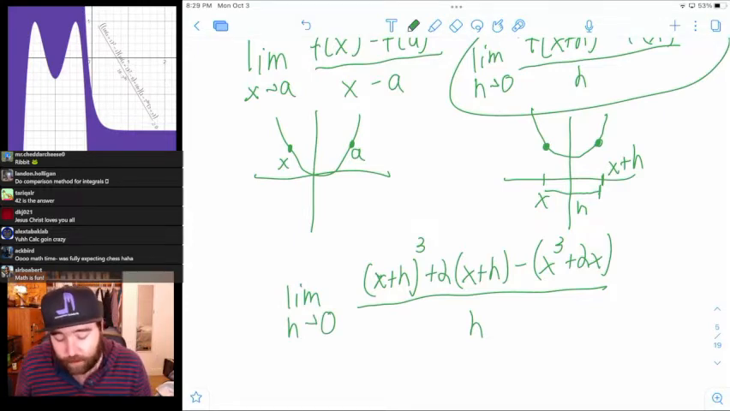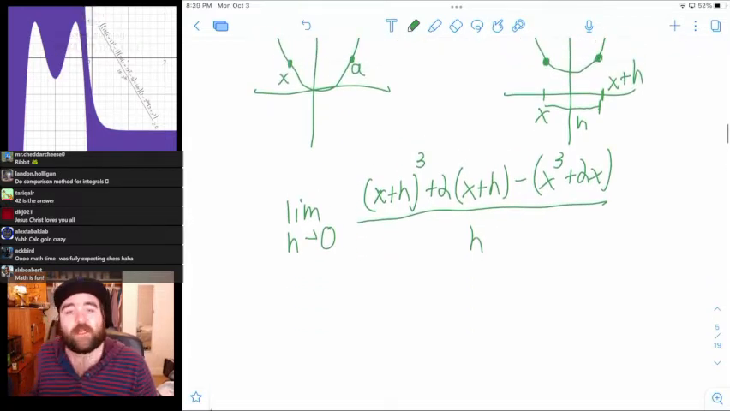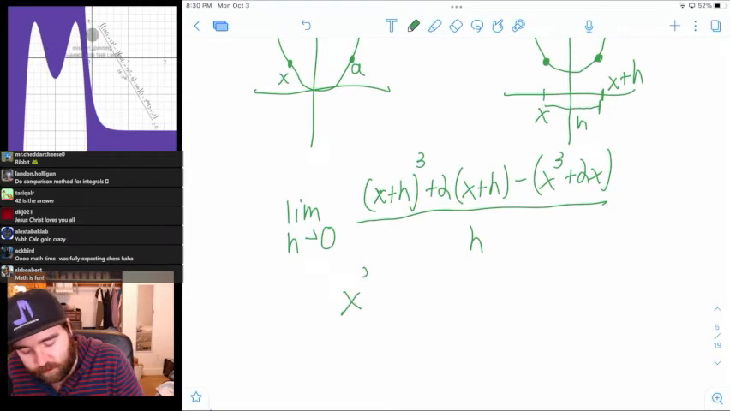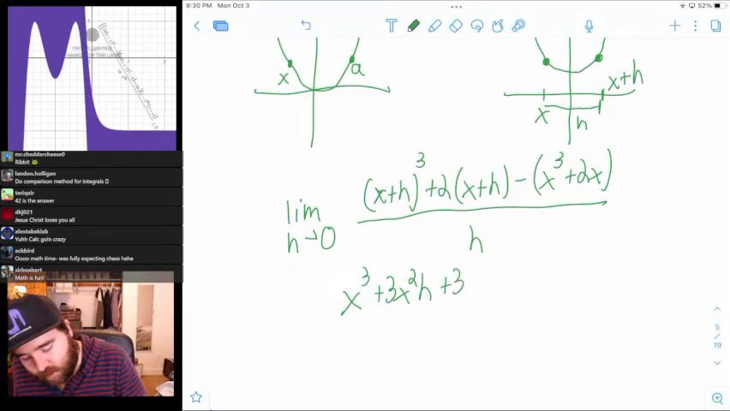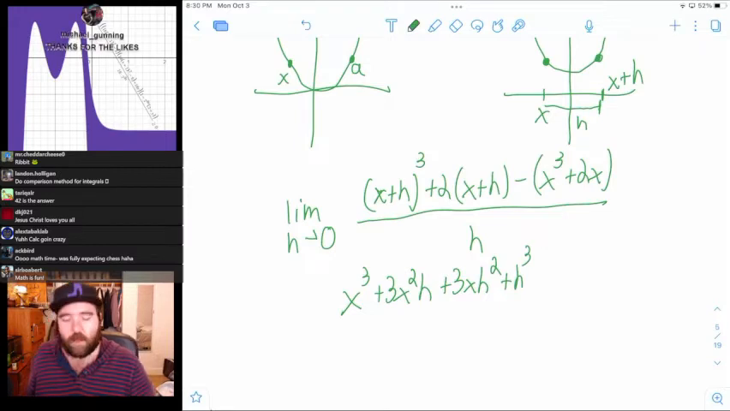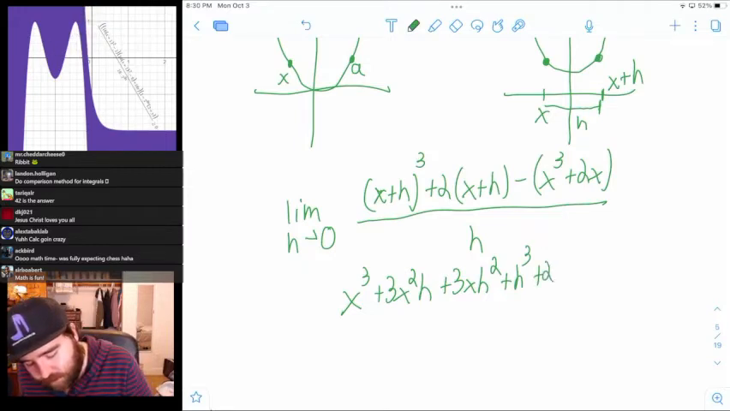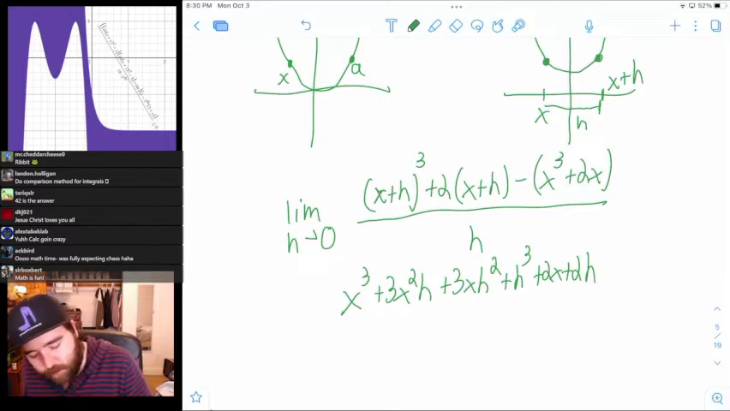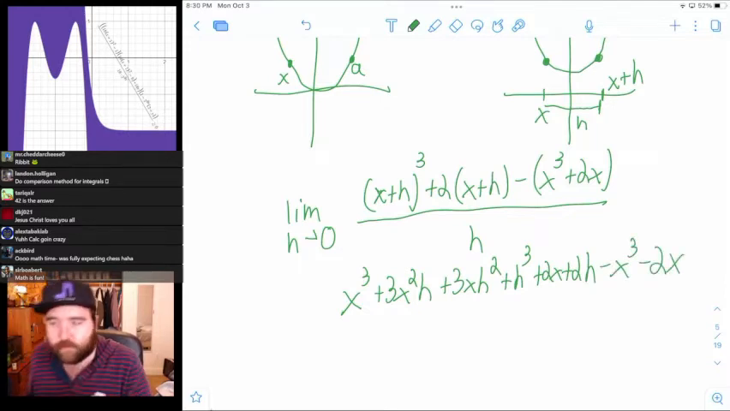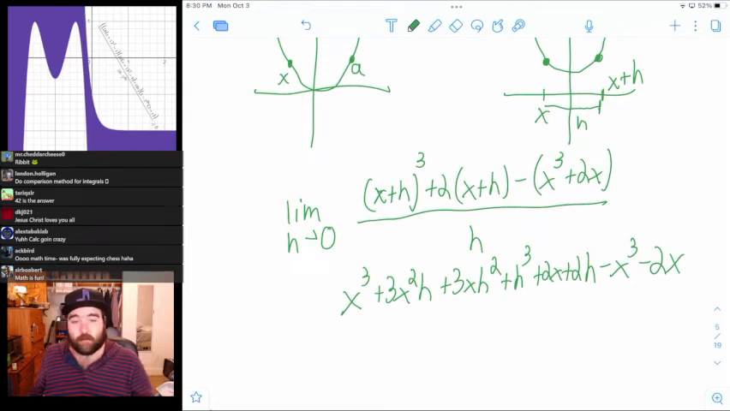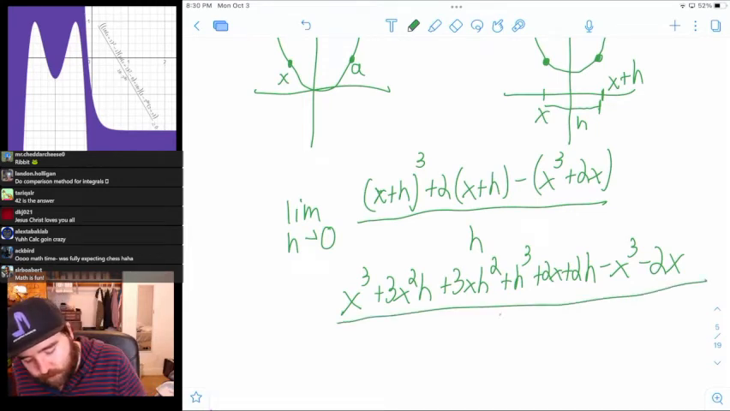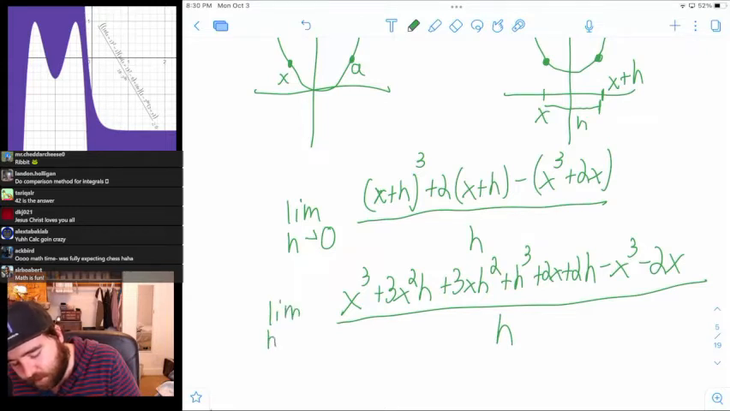All right, beautiful stuff. Now we just have to do the algebra. That's all there is to it. This is why we have to be really good at algebra for calc. So what is x plus h cubed? You should honestly be able to do it because it's Pascal's triangle: x cubed plus 3x squared h plus 3xh squared plus h cubed. And then we distribute the 2, so plus 2x plus 2h, minus x cubed minus 2x. Distribute the negative, and all of that over h, and of course the limit as h approaches 0.